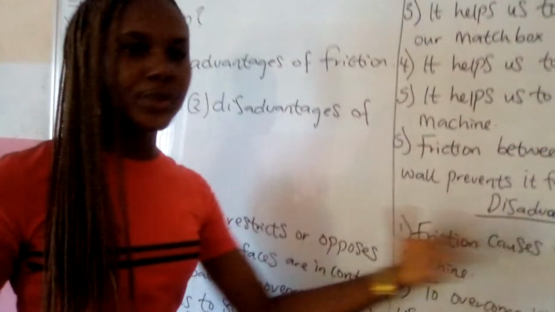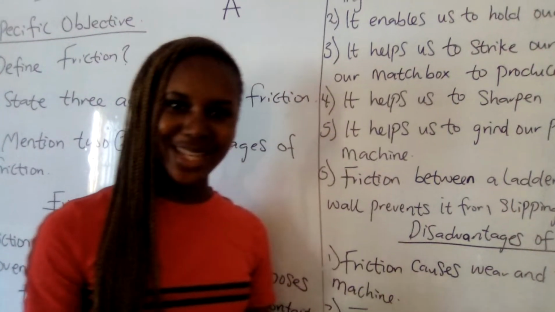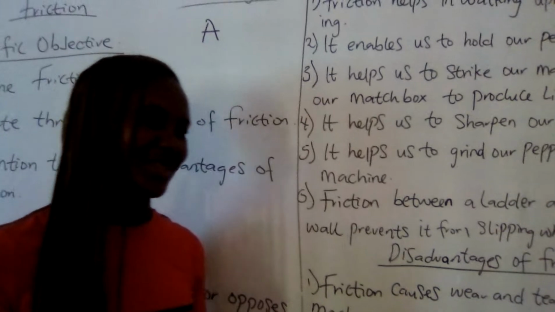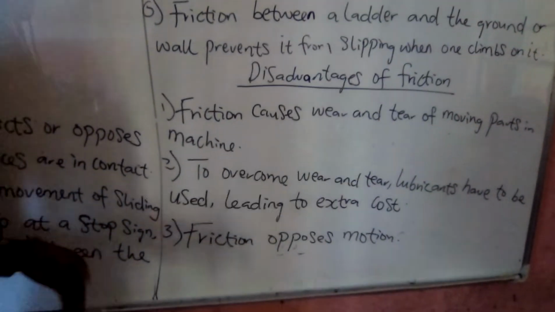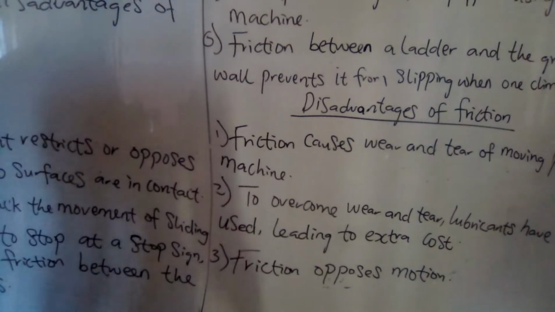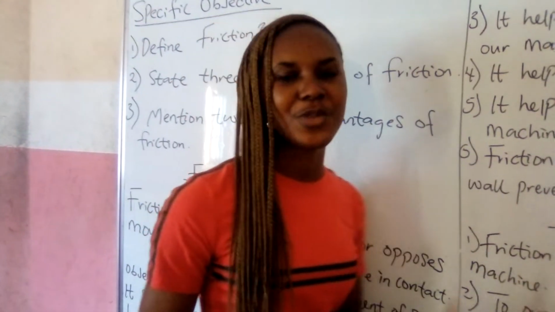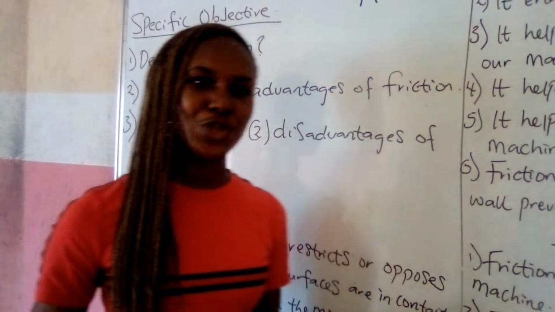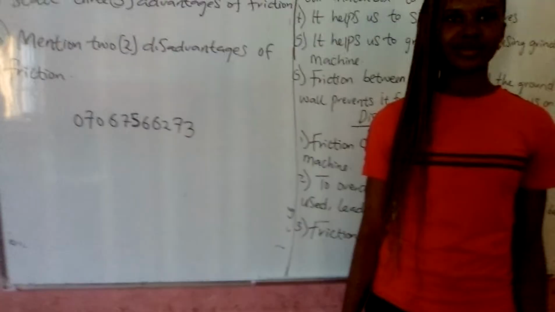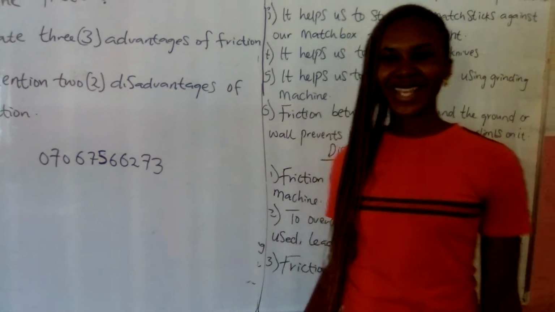2. To overcome wear and tear, lubricant has to be used, leading to extra what? Costs. Lubricants or oil, you buy them and it requires what? Money. So all those things are what? The disadvantages. 3. Friction opposes motion. Motion can also be said to be what? Movement. Hence, friction opposes what? Movement.